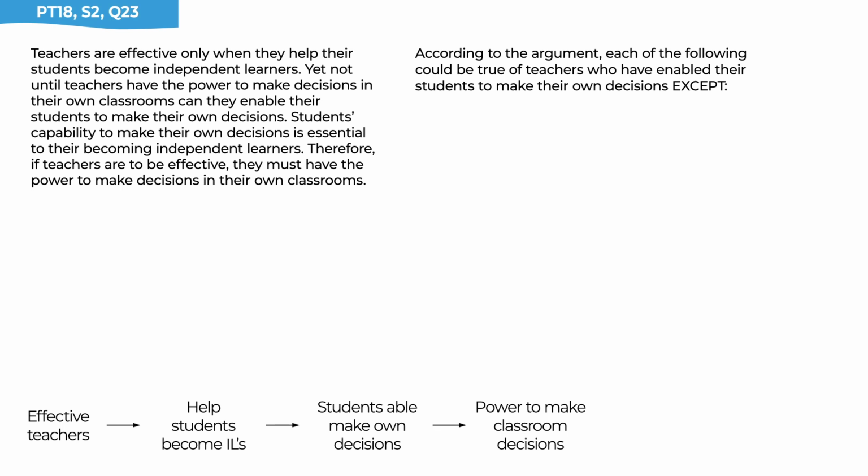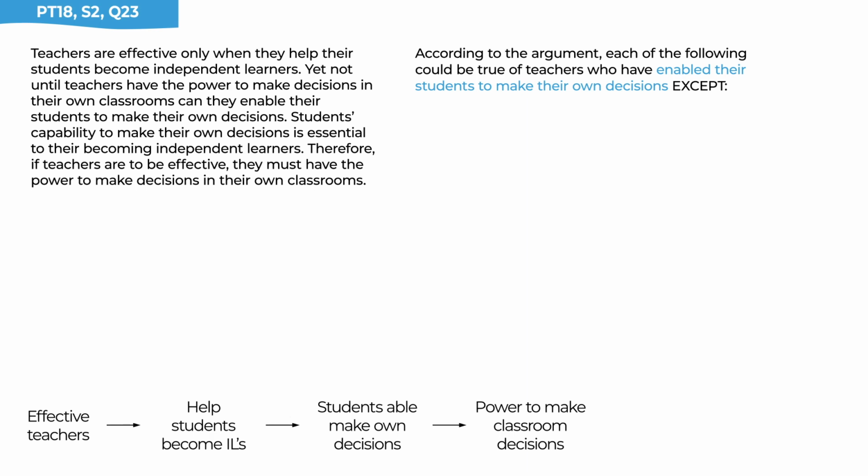If we're going to find something that must be false, and we have a big old conditional chain, then we should again be reminding ourselves that's going to sound like you are the trigger, but you're not the outcome. But the question stem was actually even more specific. It said, what would we know about teachers who have enabled students to make their own decisions? So that's our third link. And when that is true, it tells us that fourth idea.